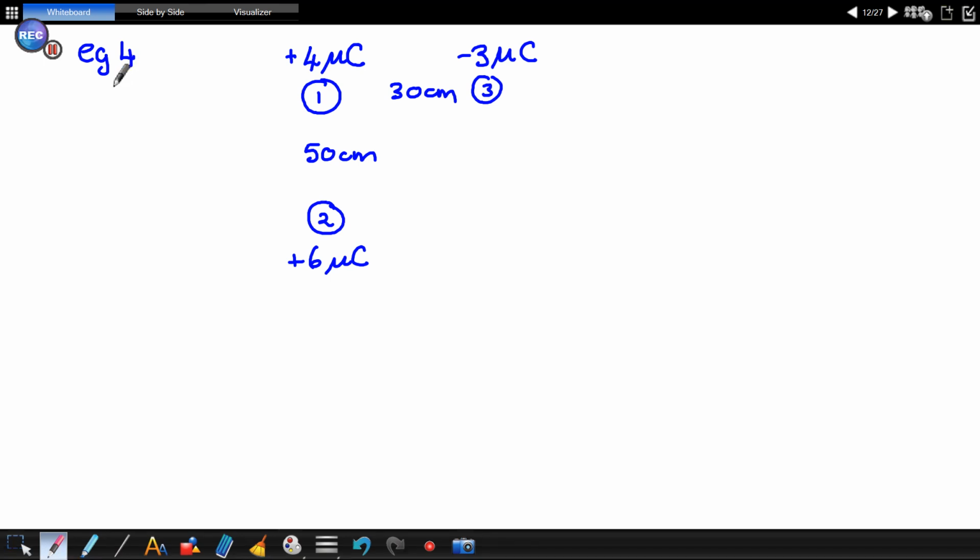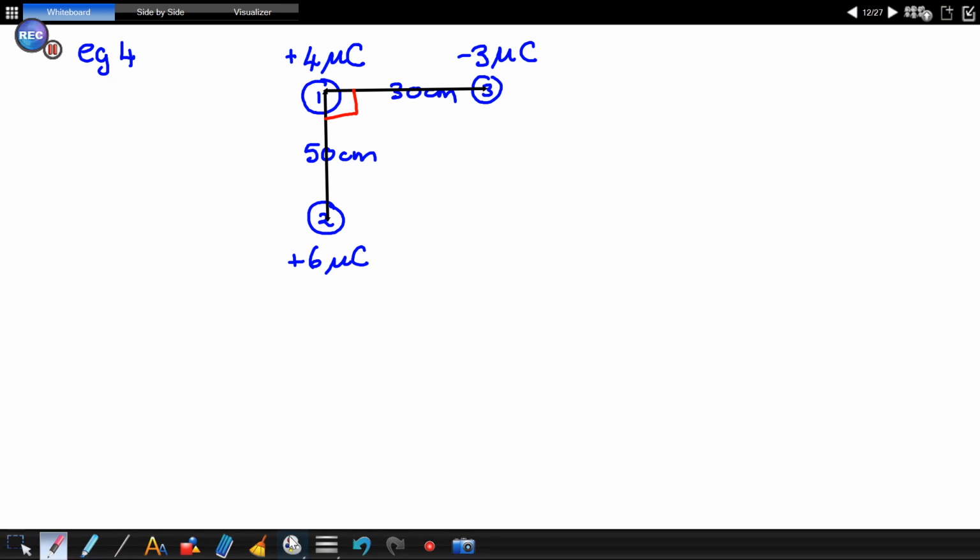So in example 4, we have three charges that form an angle of 90 degrees. We've got charge 1, 4 microcoulombs, and charge 2, 6 microcoulombs, is 50 centimeters from charge 1. So the distance between them is 50 centimeters. And the distance between charge 1 and charge 3 is 30 centimeters. So that's where your 90 degree angle is. Now they say, calculate the net electrostatic force on charge 1 due to the other two charges.